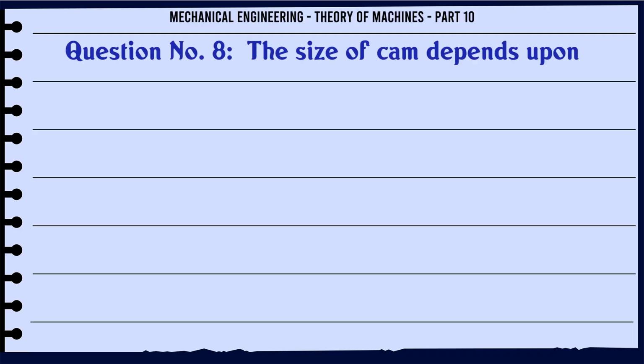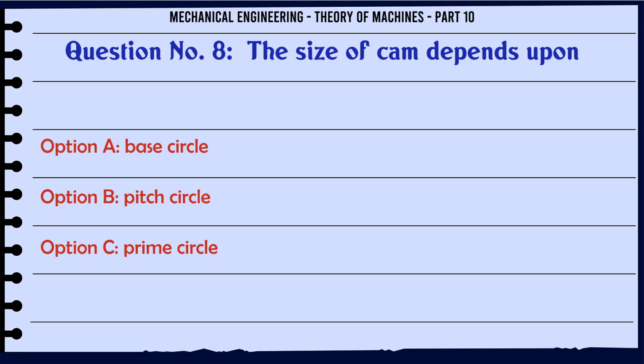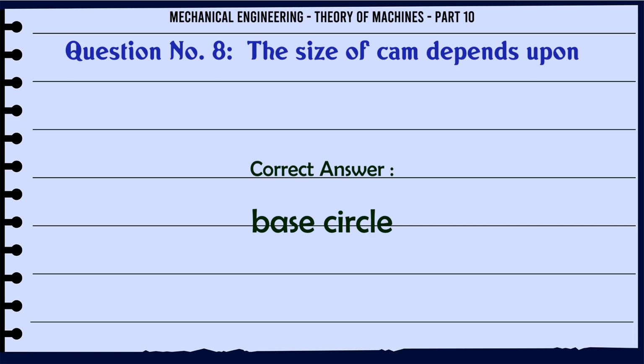The size of cam depends upon A. Base circle. B. Pitch circle. C. Prime circle. D. Pitch curve. The correct answer is base circle.